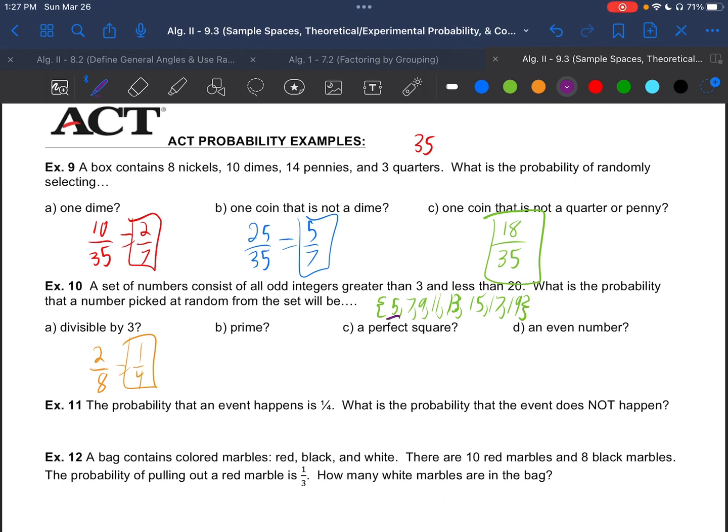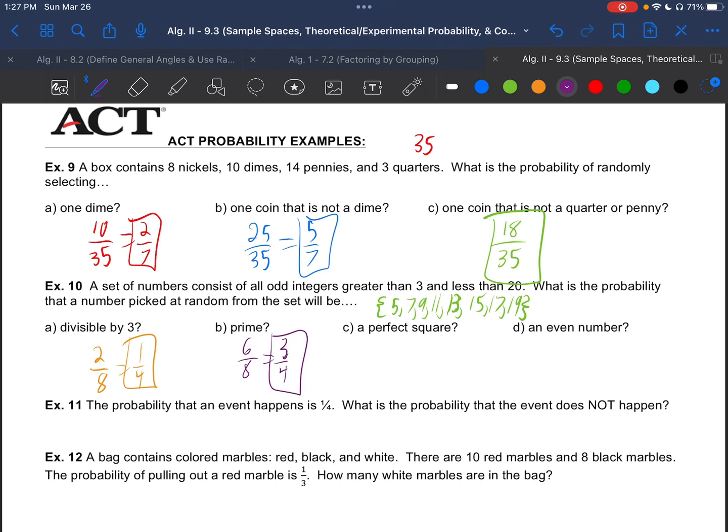Now, what's the odds that you get a prime one? Well, 5's prime, 7 prime, 11 prime, 13's prime, 17's prime, and 19's prime. So a lot of these are prime, and as a matter of fact, 6 of them. So you have 6 out of 8 are prime. And that would give you 3 out of 4.